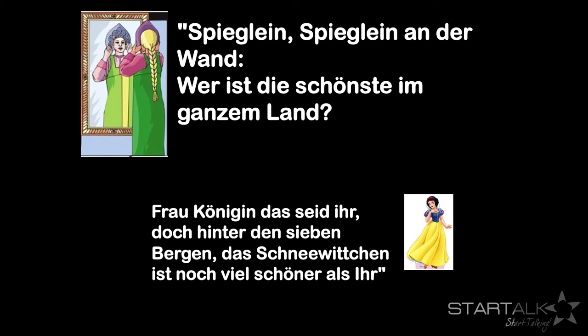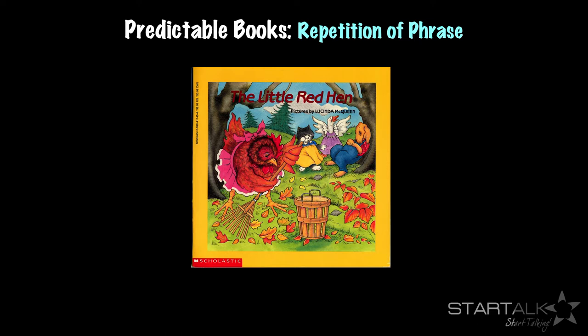And a phrase that keeps getting repeated in The Little Red Hen, the phrase is, not I, said the lazy dog, not I, said the lazy duck, not I, said the lazy, I forget, rabbit. And the little red hen says, I will do it myself.